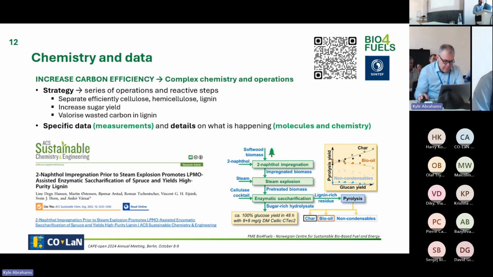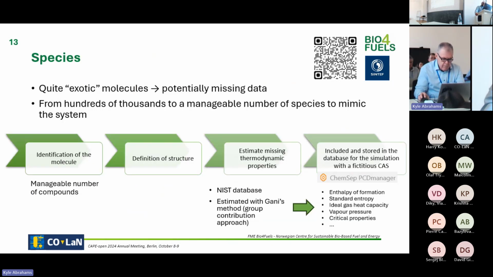To do that, we started from this publication within the project from our partners, Aniko, Vincent, and Roman. And they propose a lab scale process, and then we needed to adapt it. For the species, we have quite exotic molecules, and so we identified the potential missing data. For sure, there are no data for some molecules. And from hundreds of thousands of molecules, because at the NMBU they identified the molecules, we said, we are not able to manage 2,000 molecules. We needed to change our approach.